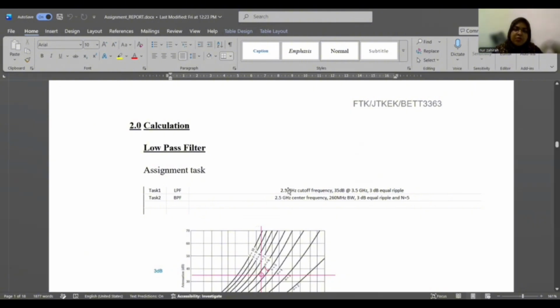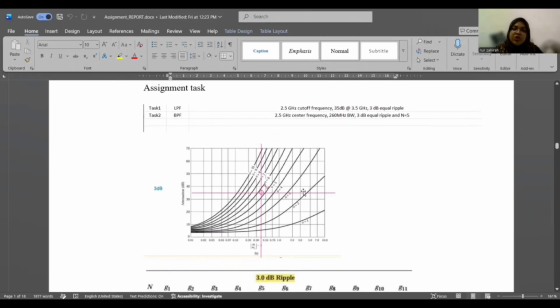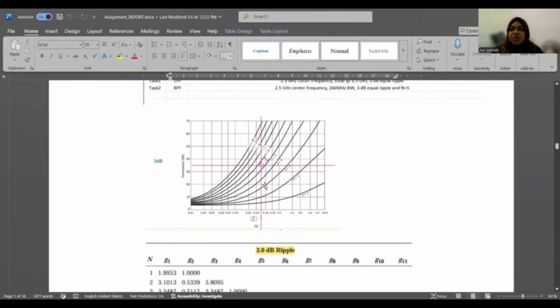From these criteria, the first step is to find the value of W over WC minus 1, which is 0.4. After we get the value, and as we know 35 dB, we can identify the N value. For this low pass filter, the N value I get is between 5 and 6, so I take the higher value, N equals 6. When N equals 6, it is considered an even number.